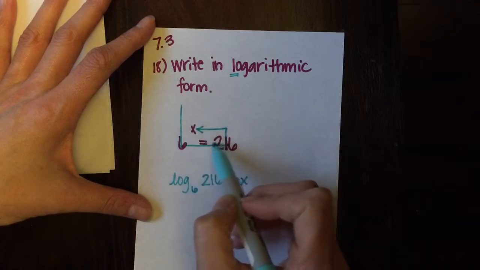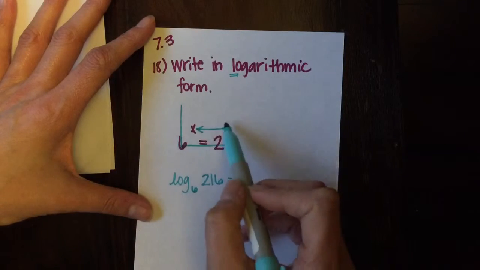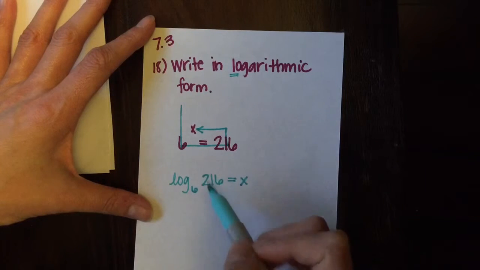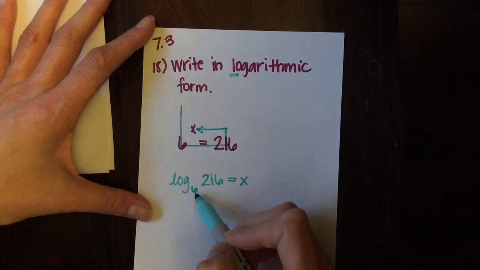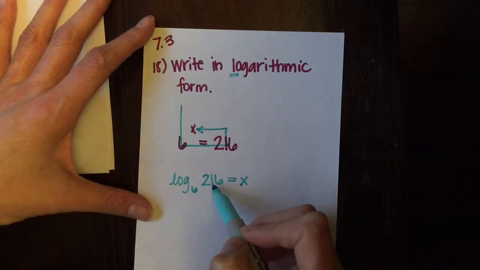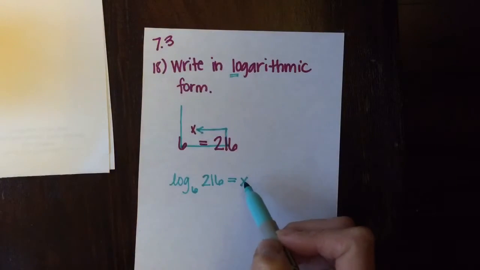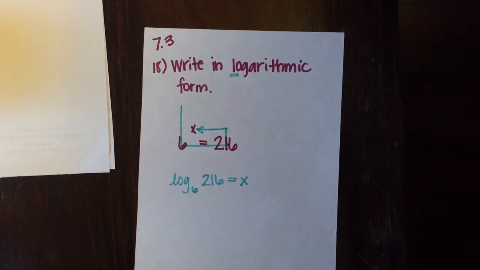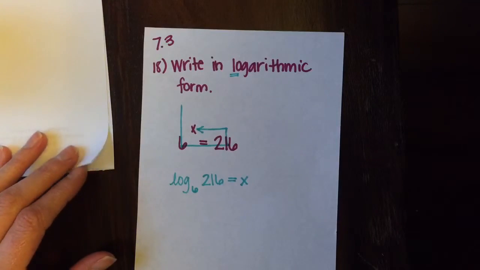And remember that, so this kind of looks like an L, it just helps you remember the pattern and what order to put these in. Log, this is a little base number, that bottom number is written smaller and lower, of 216 is equal to x. And that's all they wanted you to do, just rewrite it, write it in logarithm form.